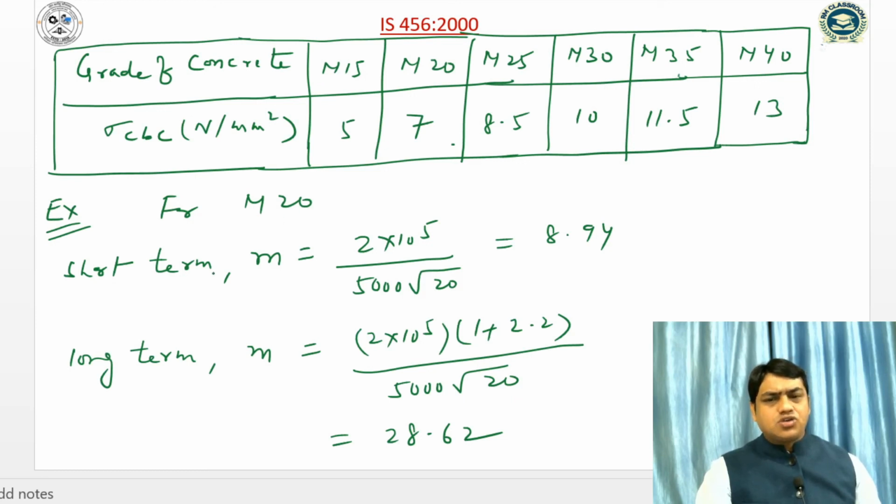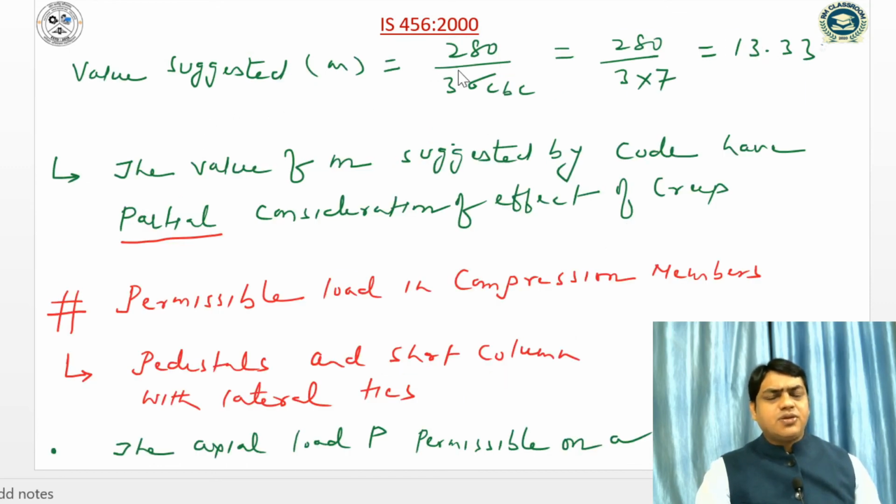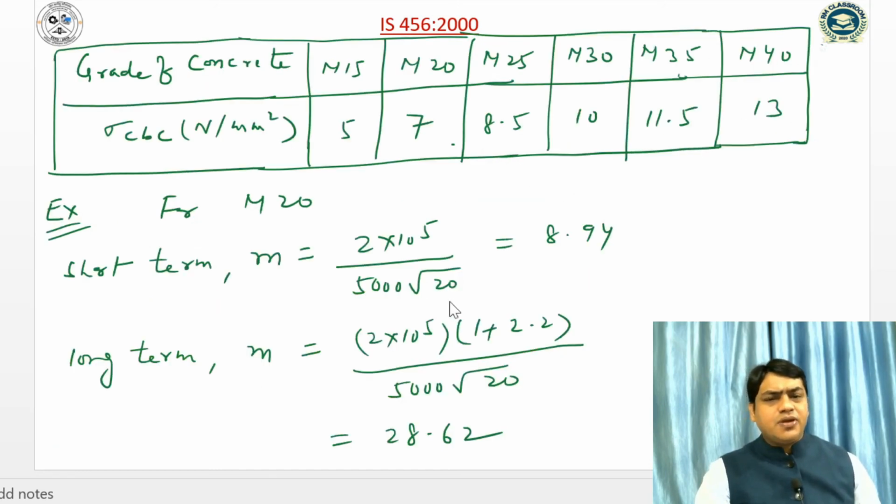That is 7. So the short term modular ratio can be computed as 2 into 10 to the power 5 divided by 5000 square root of fck, and the value of fck is 20 Newton per mm square. So it comes to 8.94. Similarly, the long term value can be computed as 2 into 10 to the power 5 divided by 5000 square root of fck into 1 plus 2.2, so it will be 28.62. Similarly, the value suggested by the IS code, that is 280 by 3 sigma cbc, is 13.33. So we can see that the value is in between the short term and long term effect of creep.